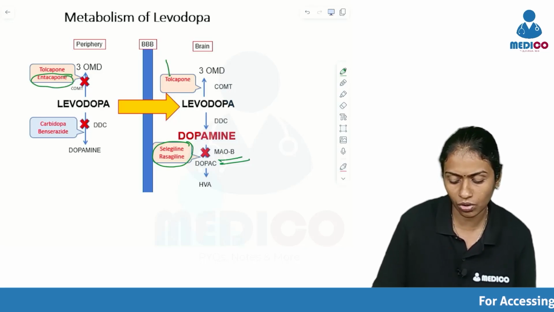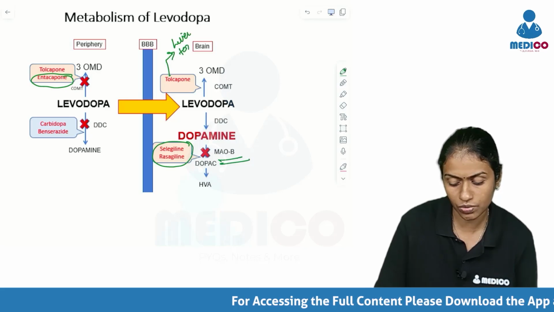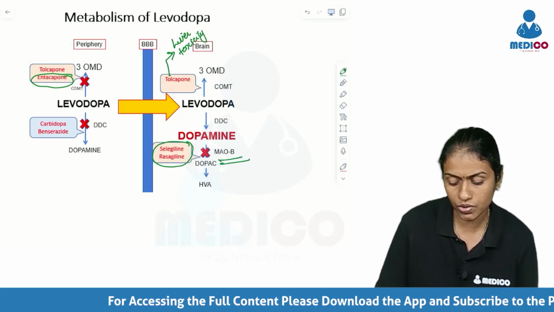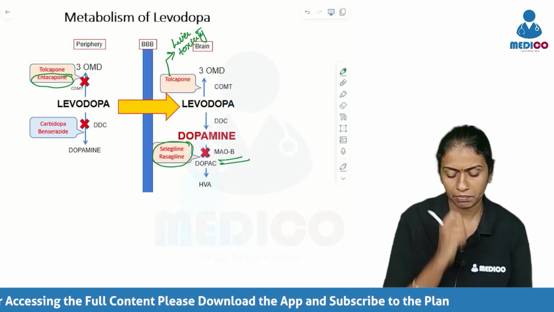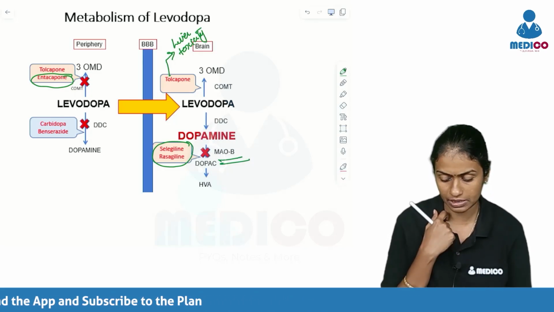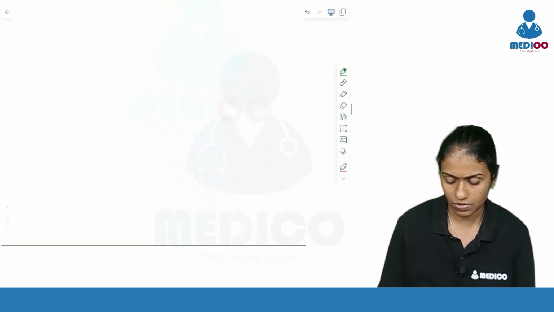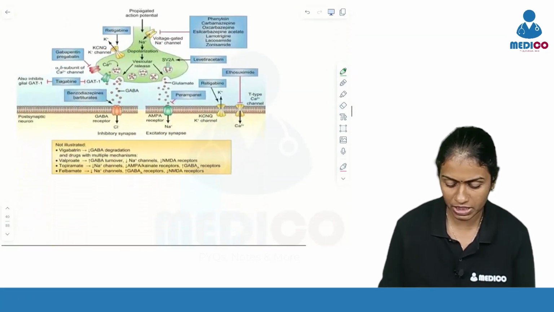But the problem with tolcapone is it has liver toxicity, so it has a black box warning for that. Peripheral decarboxylase inhibitors, you have carbidopa and benserazide. Okay, so that is regarding the dopamine metabolism.